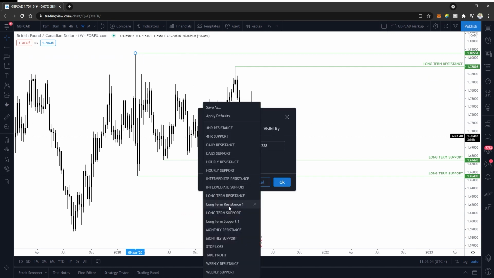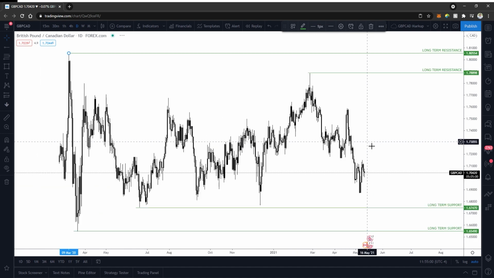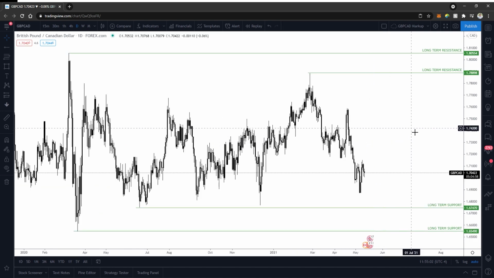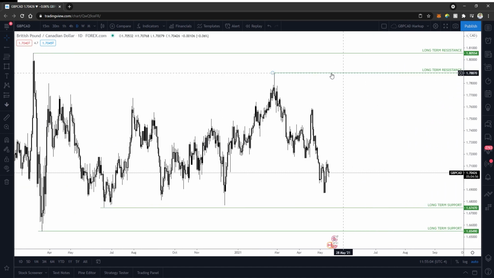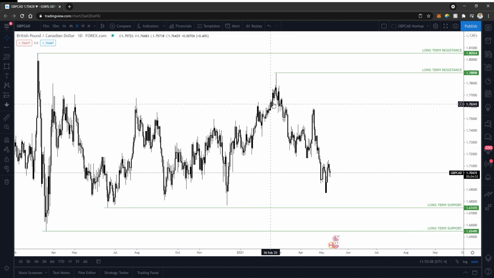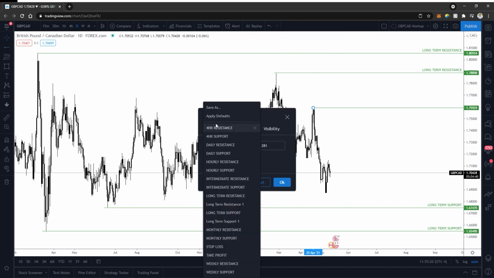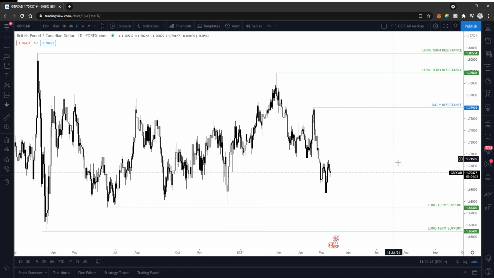Now that I've done that, I'm going to go ahead and drop down to the lower time frame, which is a daily, and I'm going to look for the levels of support and resistance within the area that I've identified as long-term support and resistance. So typically I'll go from the swing high to the swing low, back to the swing high, which is going to be here. I'm going to grab my horizontal ray and I'm going to drop it and label this daily resistance. And then I do the same thing for the swing low.